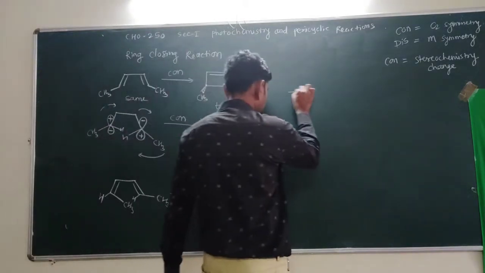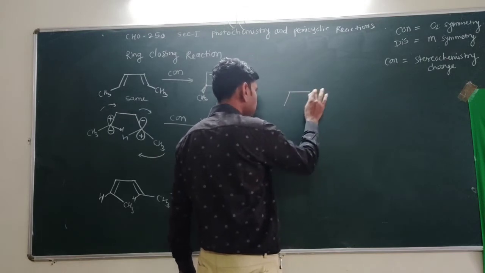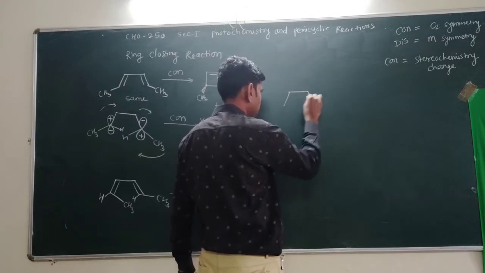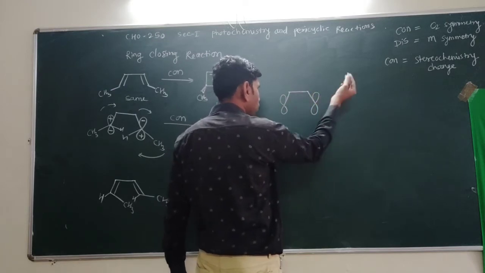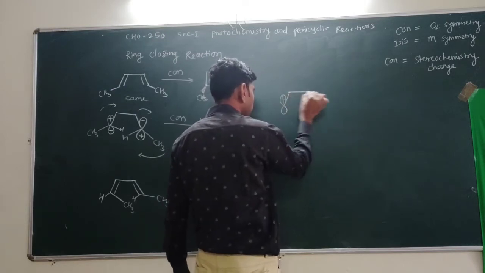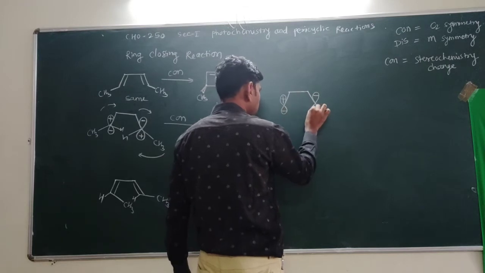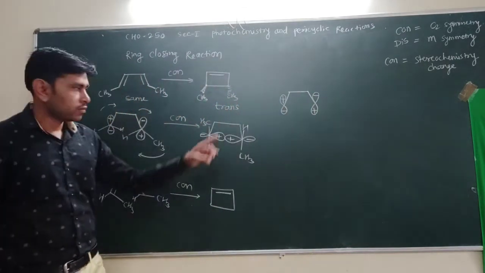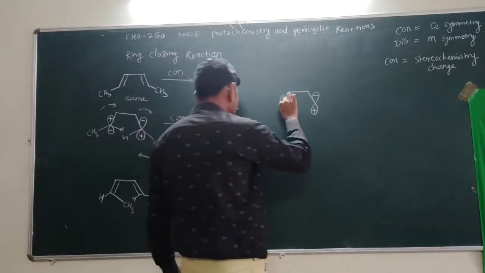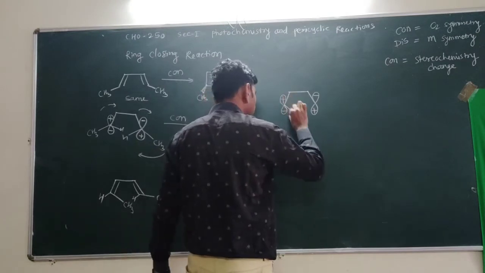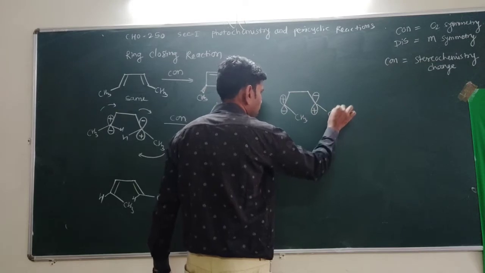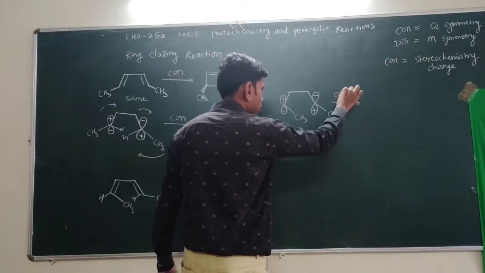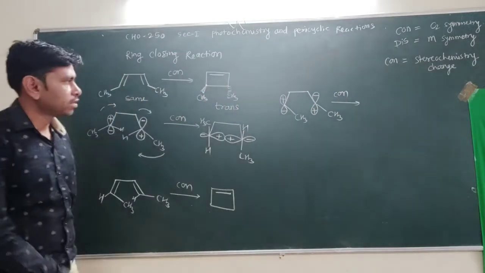Let's see. Let me explain this example by drawing the p orbitals. Conrotatory motion is always associated with C2 symmetry. Let's try to put the groups here: CH3 here, and in this case this one is CH3. By conrotatory motion, we are moving these.